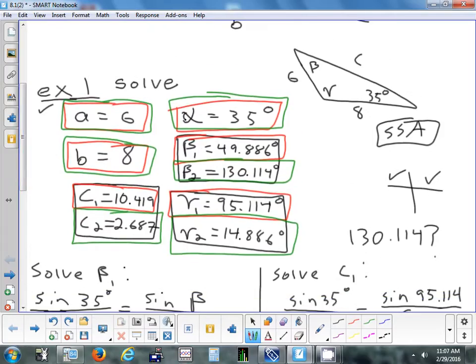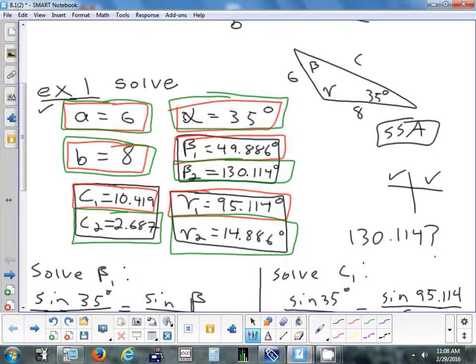Right, now you can always check, make sure the biggest side is across from the biggest angle. So in the red triangle, the biggest side is gamma 1, and the biggest side of all the red boxes is C1. So that looks good. Smallest side is A, smallest angle is alpha. For the green triangle, smallest angle is gamma 2. So in the green sides, the smallest side should be C2. Yep.